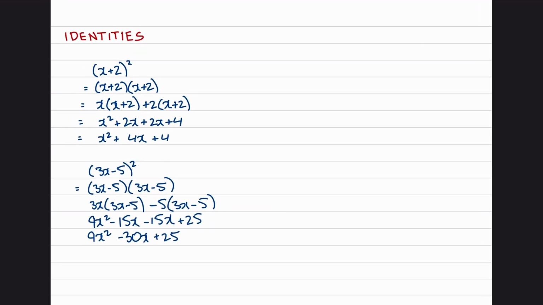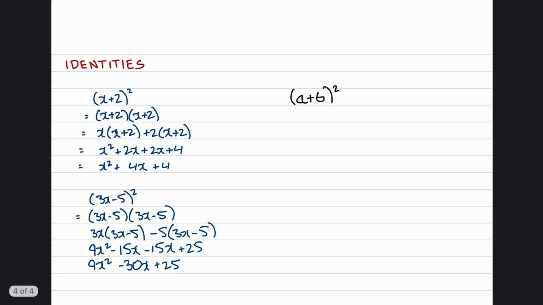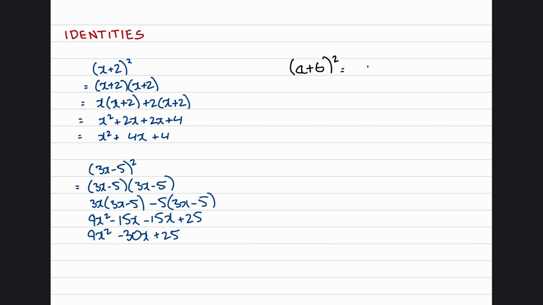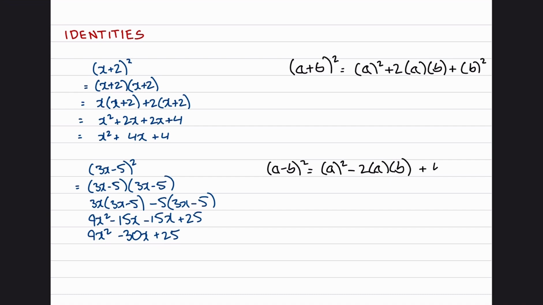For example, a plus b whole squared. This can be expanded using the identity a squared plus 2ab plus b squared. And the a minus b whole squared brackets can be expanded using a squared minus 2ab plus b squared. And let's test if this works out.